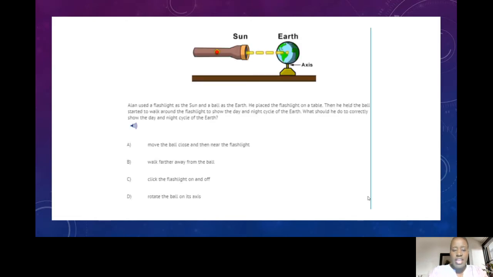Allen used a flashlight as the sun and a ball as the earth. He placed the flashlight on a table. Then he held the ball and started to walk around the flashlight to show the day and night cycle of earth. What should he do to correctly show the day and night cycle of the earth?